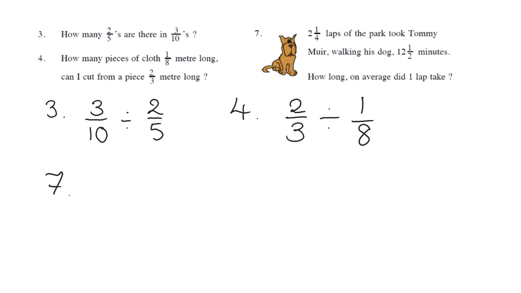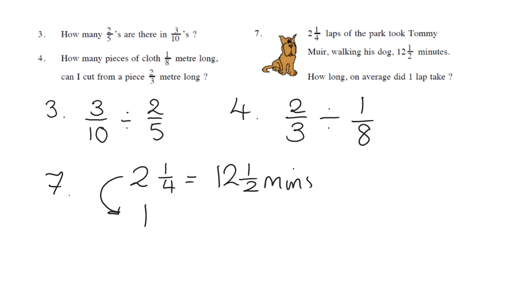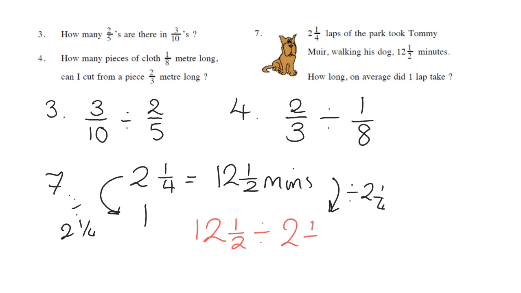Question 7. Okay, 2 and 1/4 laps of the park took Tommy Muir walking his dog 12.5 minutes. How long on average did one lap take? So 2 1/4 laps took Tommy 12.5 minutes. So we're looking to see what it would take to do one lap. So 2 1/4 equals 12.5 minutes. So if we're looking to change one, what we would have done here is we would divide this by 2 1/4, and therefore we must do the same, 2 1/4. So the sum we're actually going to be looking for in question 7 is 12.5 divided by 2 1/4.